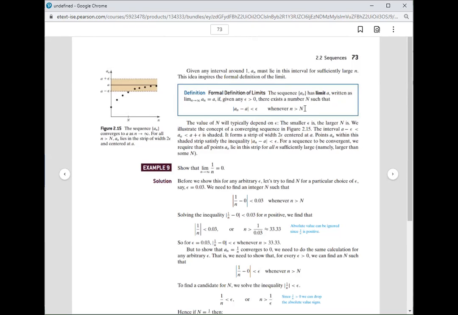Yeah. So the value of N will typically depend on epsilon. So the smaller epsilon is, the larger N is. So we illustrate the concept of a convergent sequence. Okay. So you can see the interval a minus epsilon will be the one that is different. So the interval of this will be like this, right?